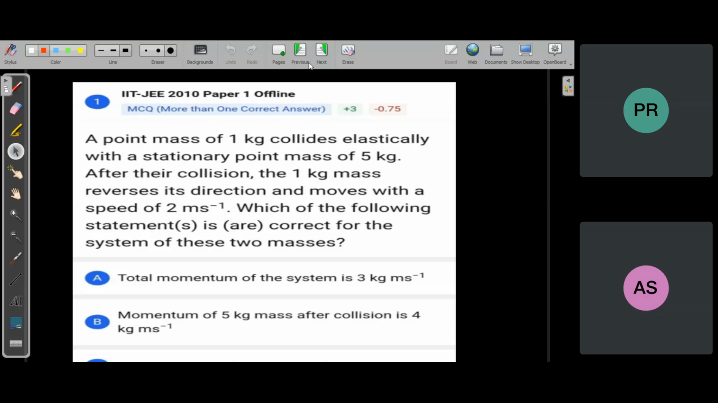The first option is correct, sir. Total moment of the system is 3 kg per meter. Sir, you are saying the first option. Yes, sir. Okay. Yes, the first option is correct. One more option is correct. Check it. Sir, can you show the third and fourth options?